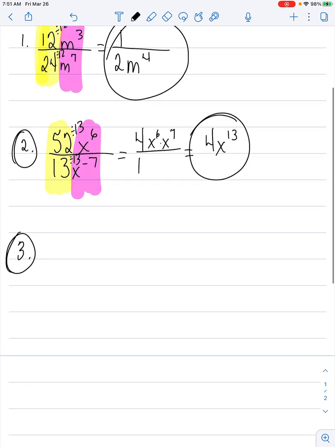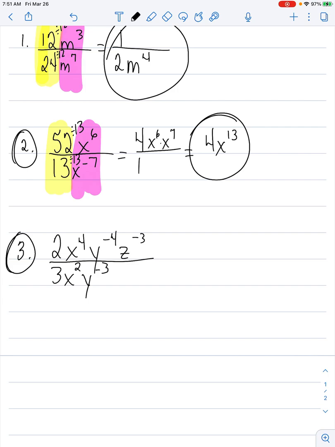Number 3, I want you to simplify 2x to the 4th, y to the negative 4th, z to the negative 3rd over 3x to the 2nd, y to the negative 3rd, z to the 4th.